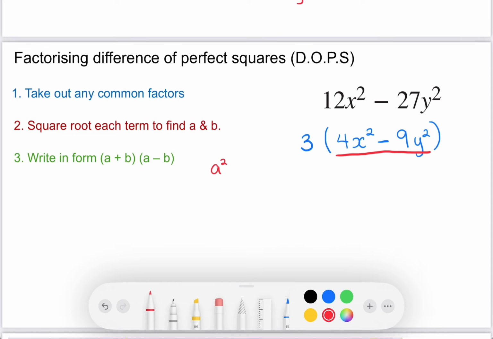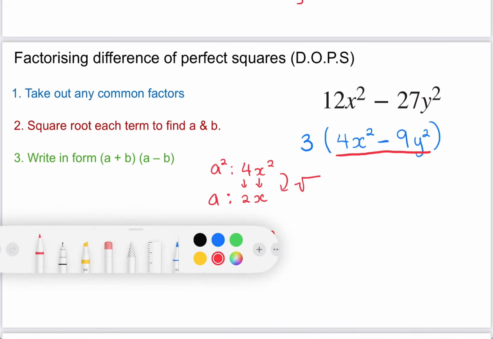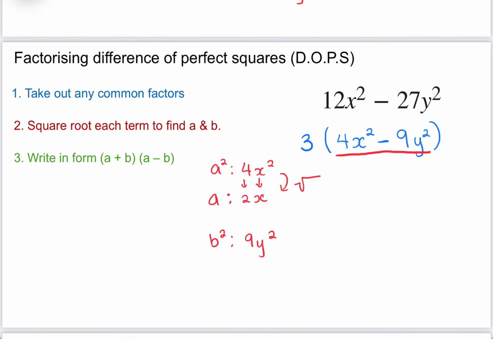So in this case, a squared is 4x squared, and b squared is 9y squared. So I know what a squared is, so to find a, I have to square root all of that. Square root of 4 is 2, square root of x squared is x. I'm going to do that again to find my b. So I have to square root. Square root of 9 is 3, and the square root of y squared is y.